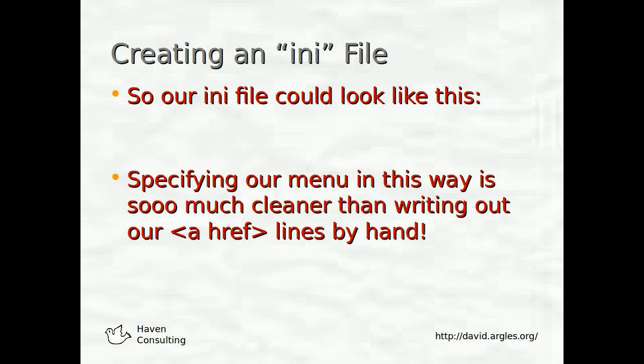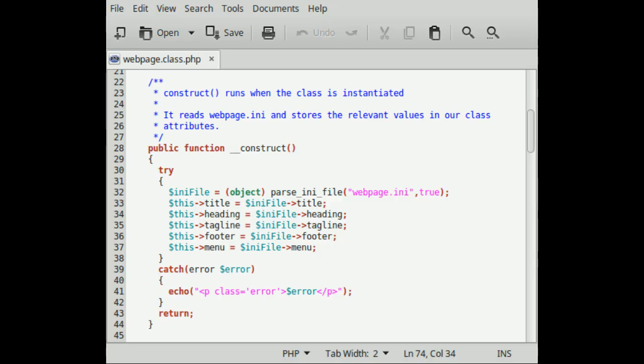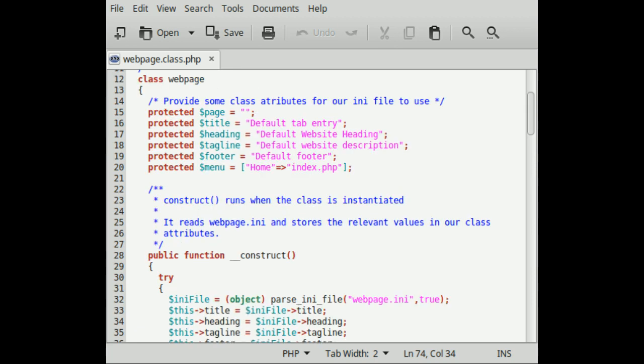Now, okay, we've created our ini file, but what about reading our ini file? Well, we can read in our ini file when we instantiate our web page class. So we just use a simple read ini file command, and it might be useful as we're pulling in these ini file values in our double underscore construct method in our class. It might be useful if we can create also some class attributes to hold the values until we need them.